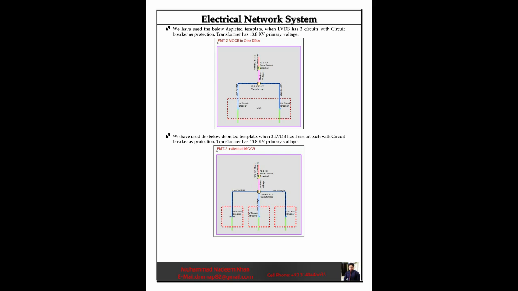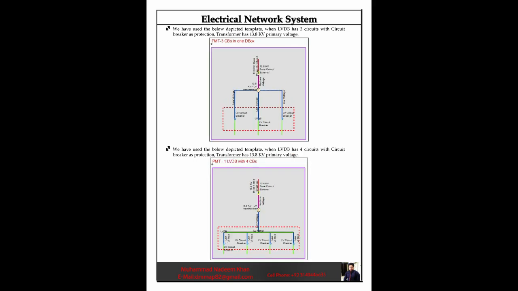We have used the below depicted template when 3 LVDB has 1 circuit each with circuit breaker as protection. Transformer has 13.8 kV primary voltage. We have used the below depicted template when LVDB has 3 circuits with circuit breaker as protection. Transformer has 13.8 kV primary voltage. We have used the below depicted template when LVDB has 4 circuits with circuit breaker as protection. Transformer has 13.8 kV primary voltage.